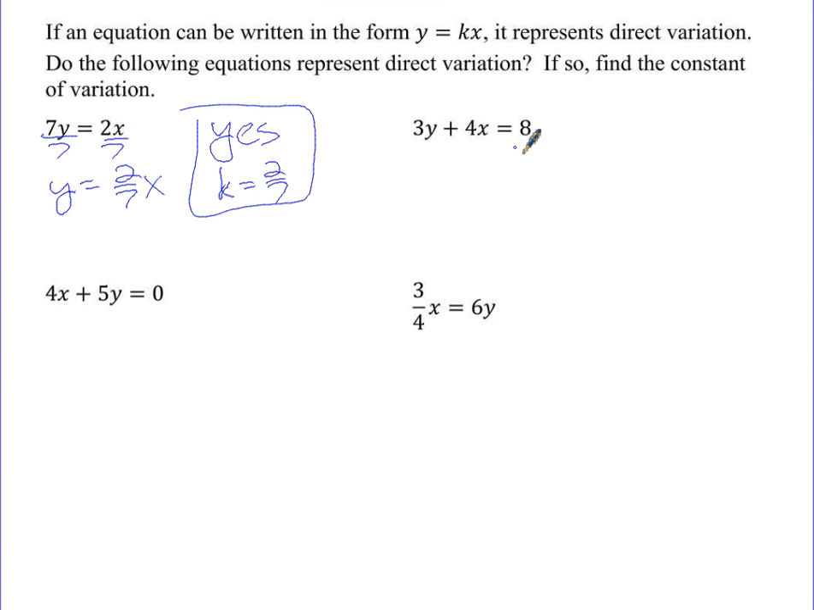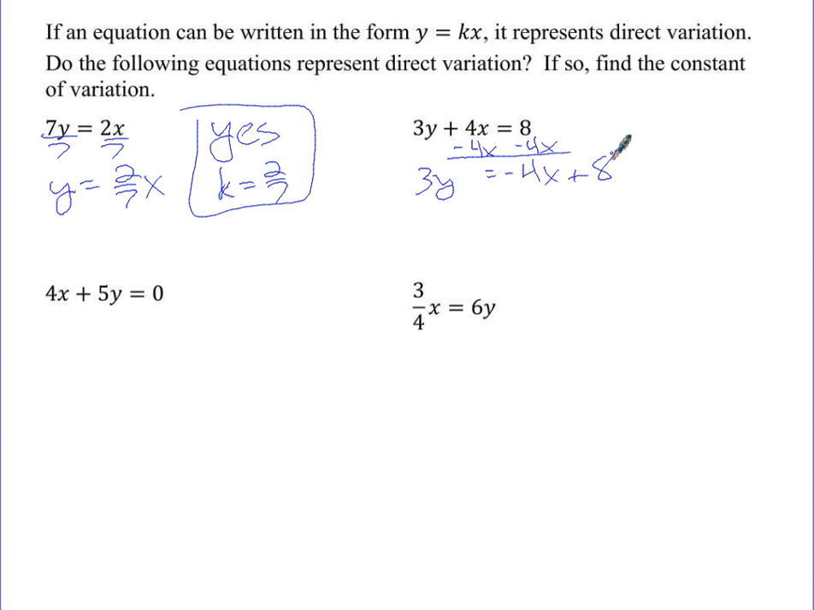How about the second one, 3y plus 4x equals 8? Doesn't look like it, but let's make sure. What should I do? Yeah, we were trying to solve for y, so we got to subtract 4x from both sides. This is good practice. We're going to be doing a lot of this in this chapter. 3y equals negative 4x plus 8.